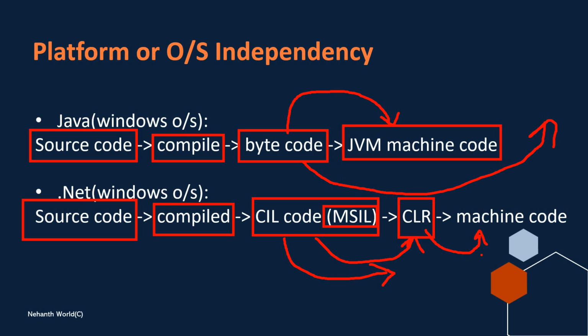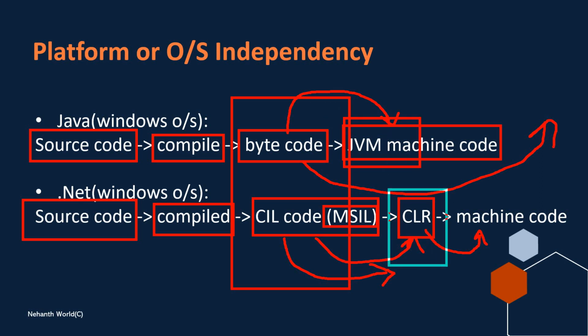So the trick is here. When we compile these two languages, it will generate the intermediate language code, that means semi-finished code. When you are running that in a particular OS using the help of JVM or CLR, at that time it will generate the machine understandable code. That's the way how Java and .NET are platform independent or operating system independent.